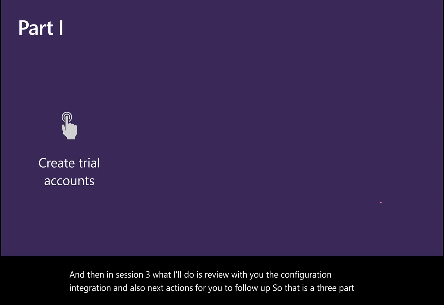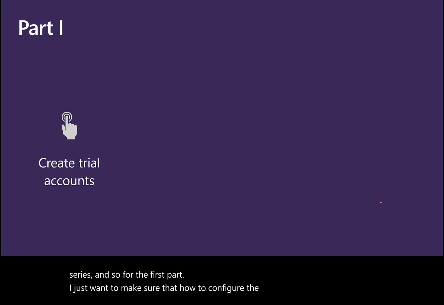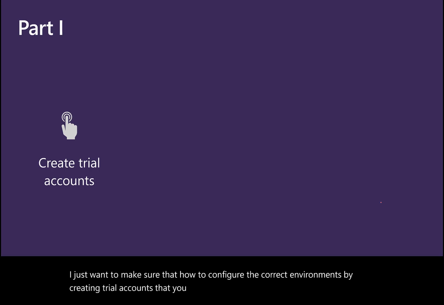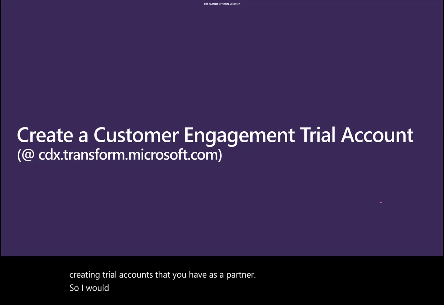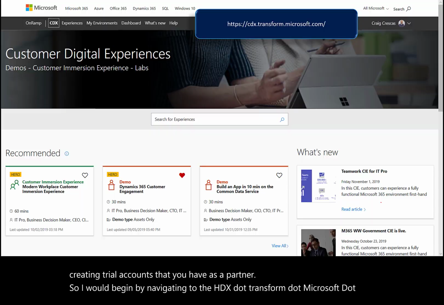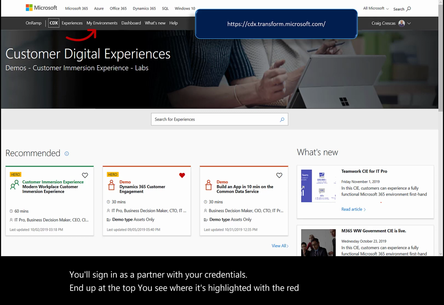For the first part, I just want to make sure that you know how to configure the correct environments by creating trial accounts that you have as a partner. So I would begin by navigating to the cdx.transform.microsoft.com website. You'll sign in as a partner with your credentials. And up at the top, where it's highlighted with the red arrow, you'll select My Environments.